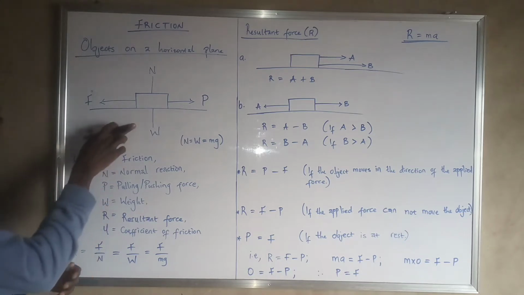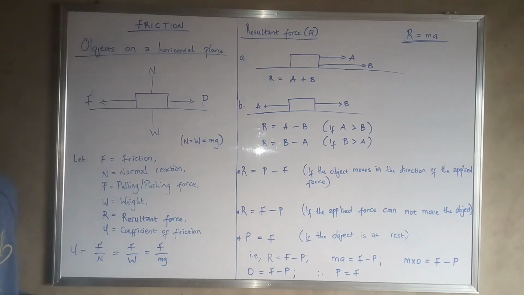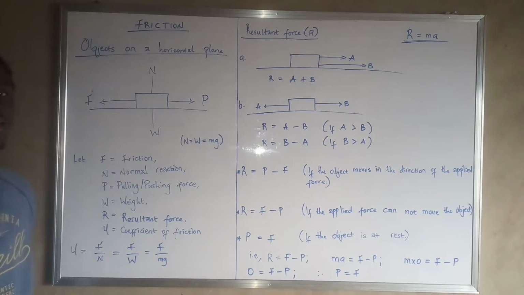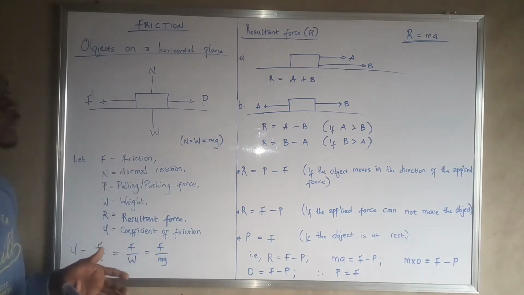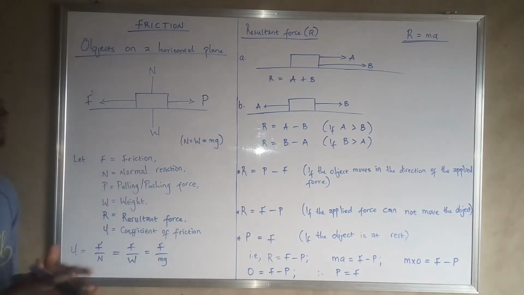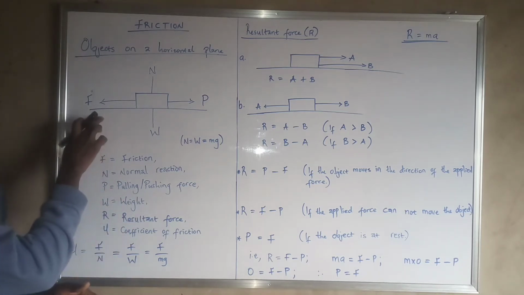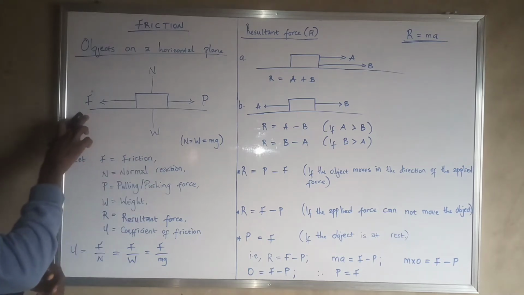We have the weight acting vertically downward, the normal reaction acting vertically upward. We have the applied force. This applied force here can either be a pulling force or a pushing force. When you push, you are applying a force. When you pull, you are also applying a force. And then when you apply a force to something, the force that acts opposite to the direction of the motion is called the friction.